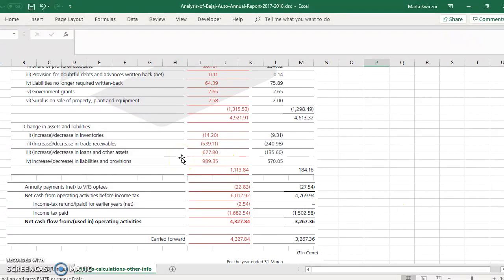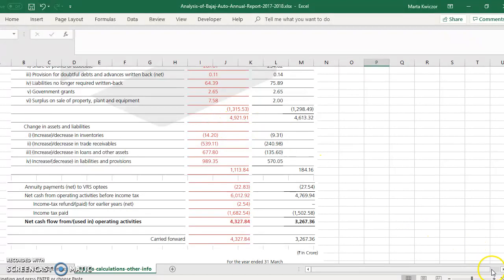They had a decrease in loans and other assets, and an increase in liabilities and provisions. So their net cash flow from operating activities is shown as 6,000, but again it will vary because of the changes in assets and liabilities. So I would say always consider operating cash, which is before working capital changes.